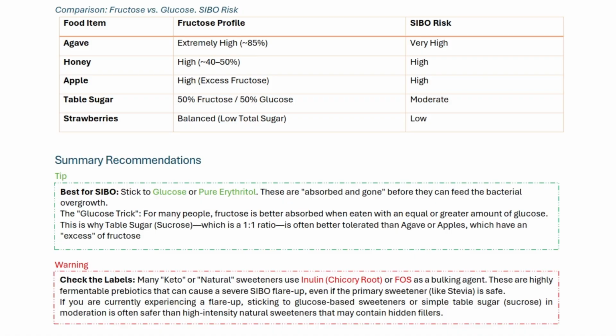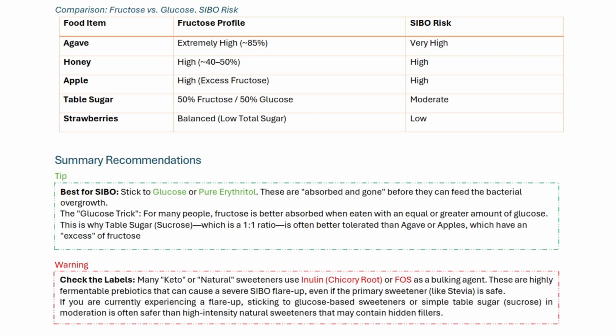The comparison between fructose and glucose highlights significant differences in their profiles and associated risks for small intestinal bacterial overgrowth, SIBO. Foods such as agave and honey contain high levels of fructose, with agave having an extremely high fructose content of approximately 85%, leading to a very high SIBO risk. Apples and honey also present high risks due to their fructose content. In contrast, table sugar, which consists of equal parts fructose and glucose, poses a moderate risk, while strawberries, with a balanced low total sugar profile, are associated with a low SIBO risk.